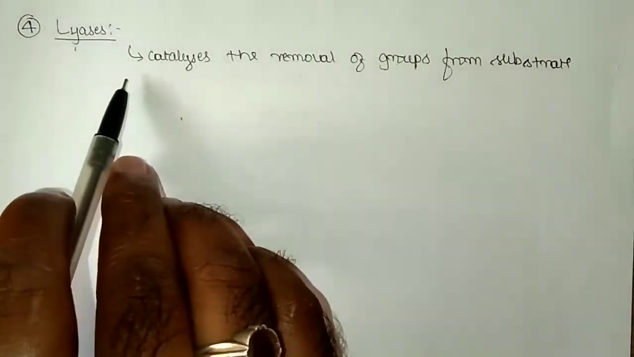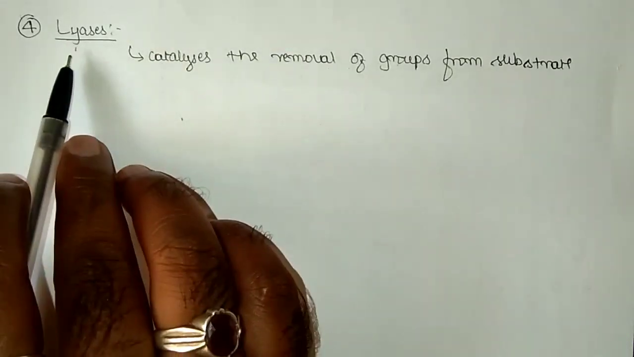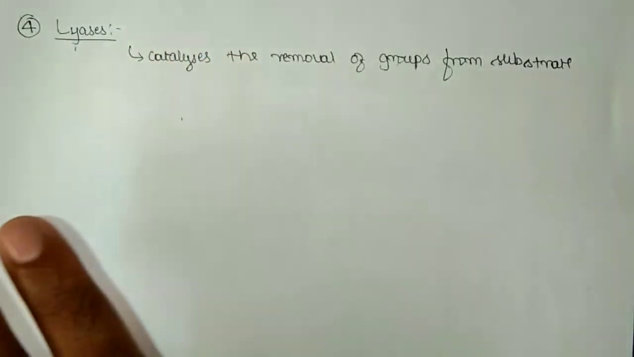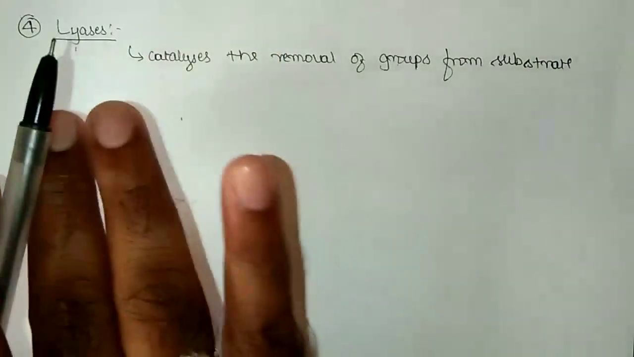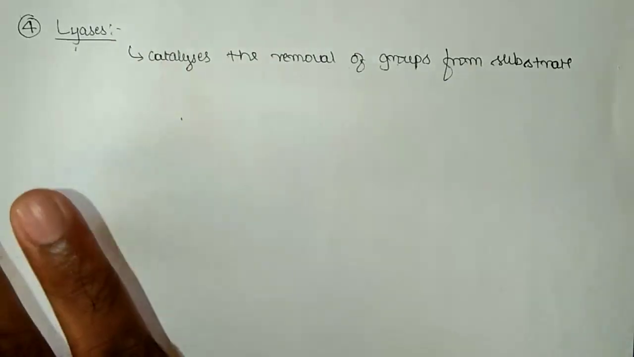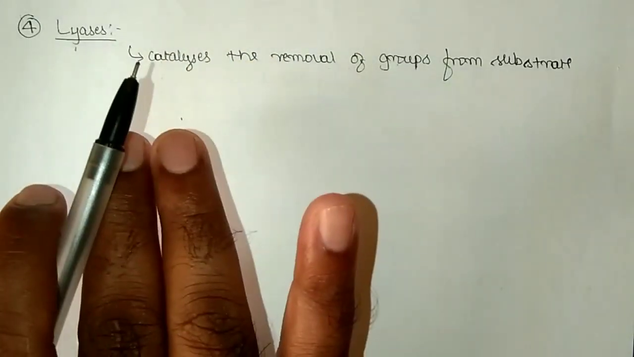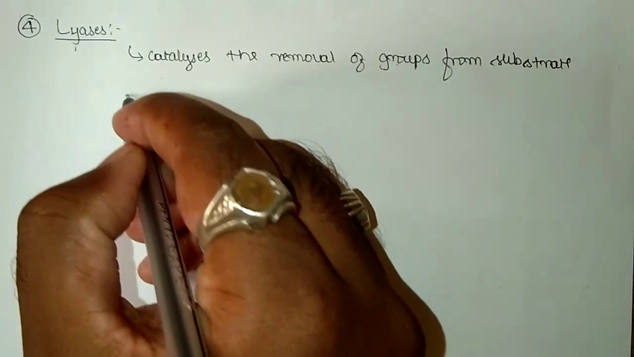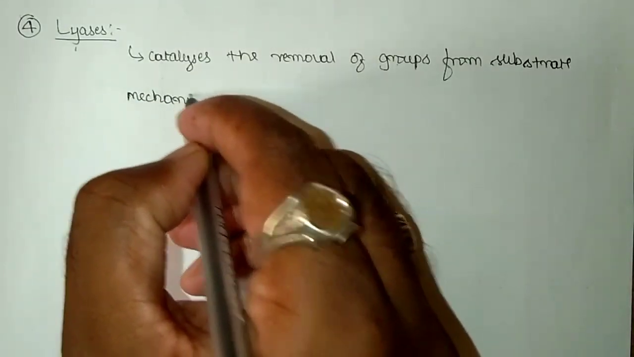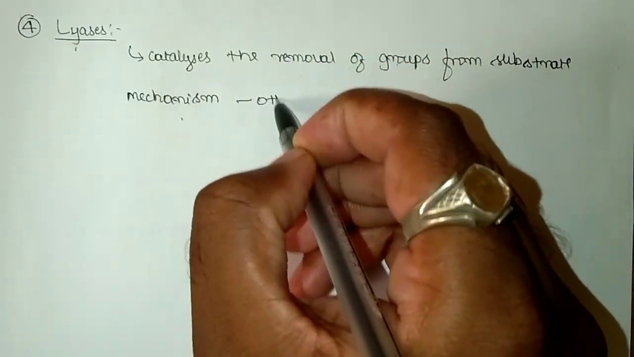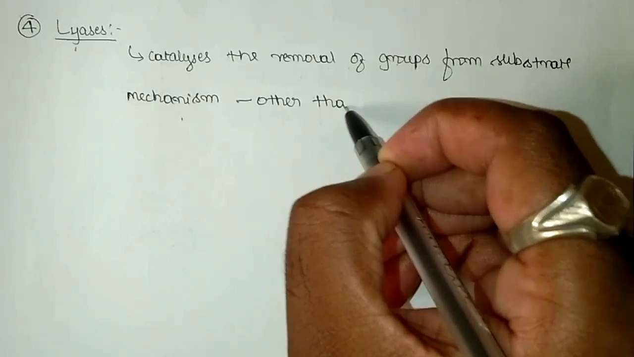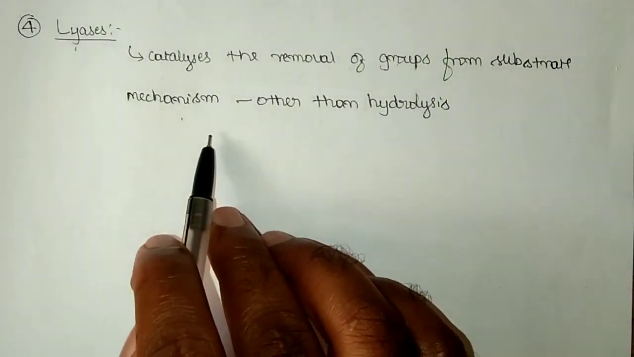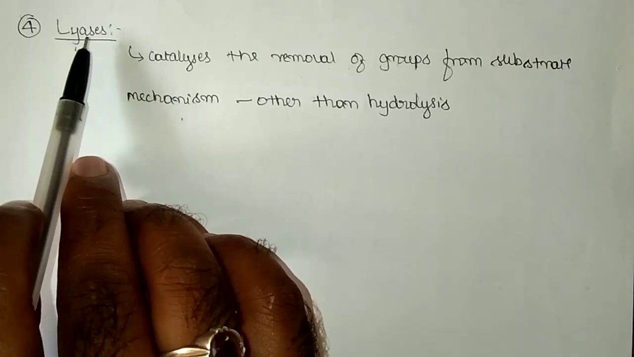But the mechanistic pathway that these lyase enzymes follow is other than the mechanism of hydrolysis. So they don't undergo any kind of hydrolytic pathway in order to remove the groups from the substrate molecule, and these lyase enzymes will not disturb double and triple bonds. They just remove the other groups from the substrate molecule with a mechanism other than hydrolysis. And that's about the concept of lyase enzymes.